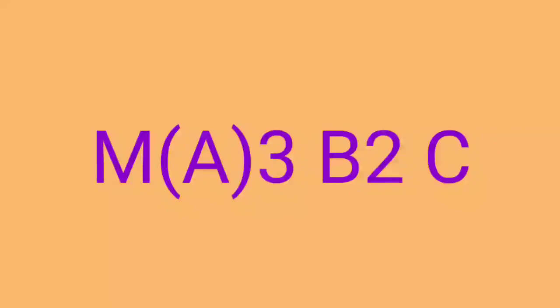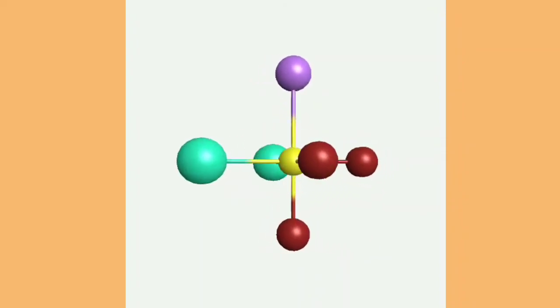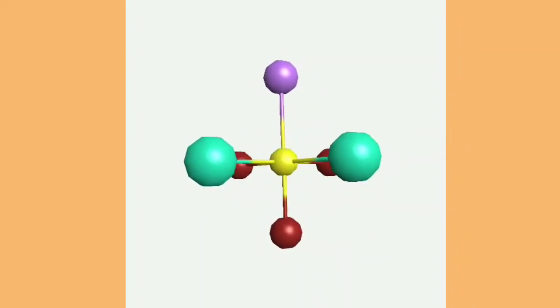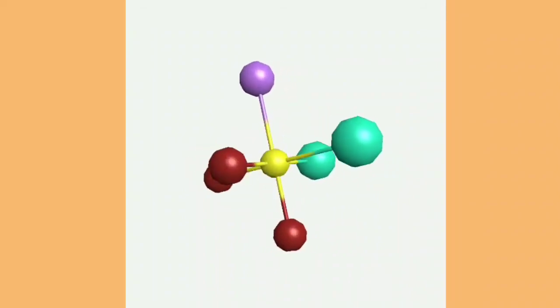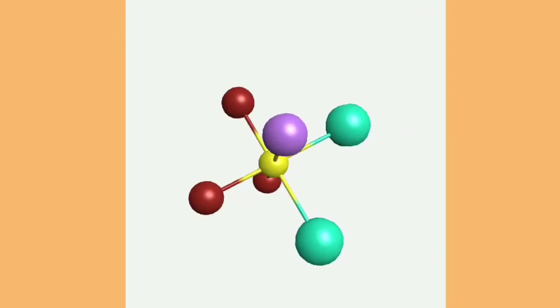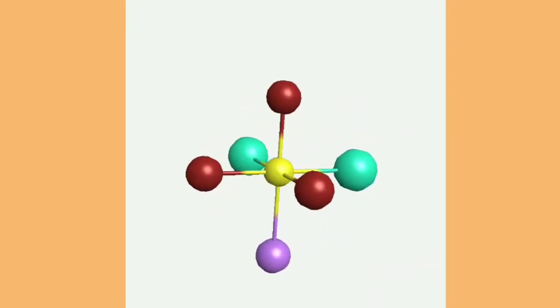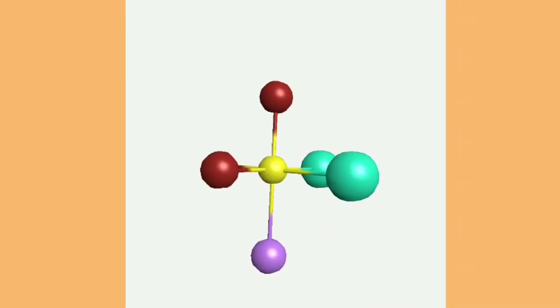Now we will discuss Ma3B2C type. One B ligand is replaced by C. It will look like this. There are 3 A ligands at 90 degree, 2 B ligands at 90 degree, and at rest position there is one C shown by purple color. So how beautifully they are rotating.